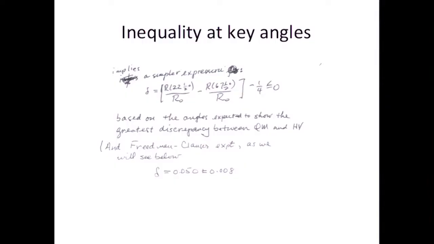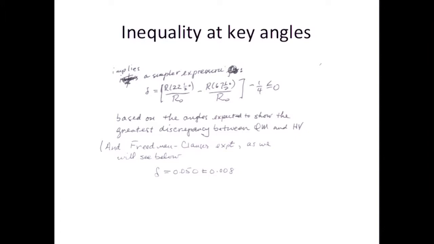That could be simplified for these two specific angles into something that's sometimes called the Freedman inequality, that says delta, this quantity, the difference between these two rates, minus 1/4, was less than or equal to 0. And those two angles are the ones that we're expecting to exhibit the greatest discrepancy between a hidden variable theory and pure quantum mechanics, okay?